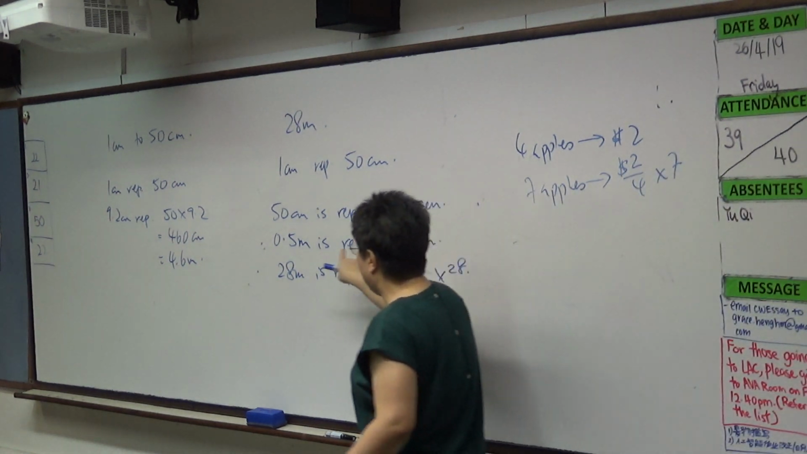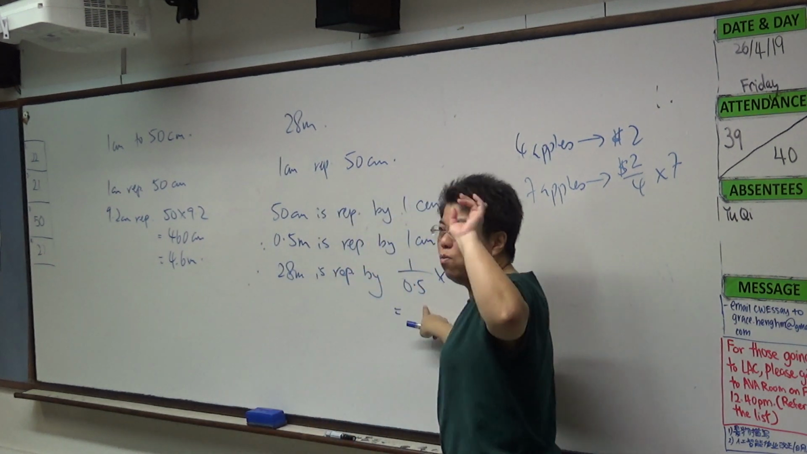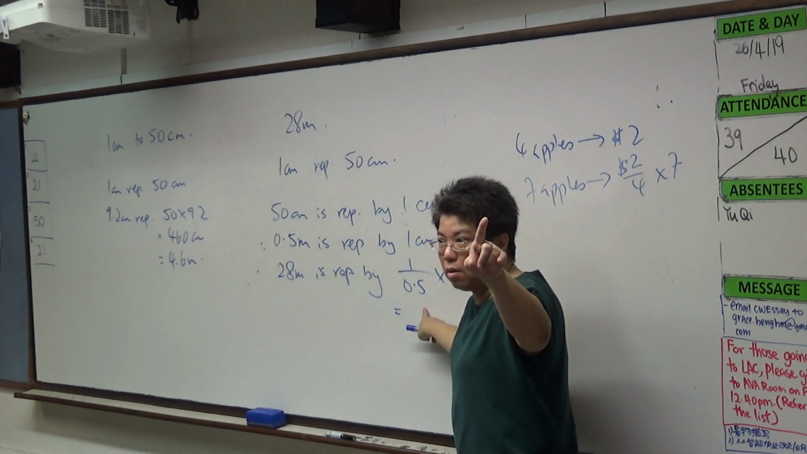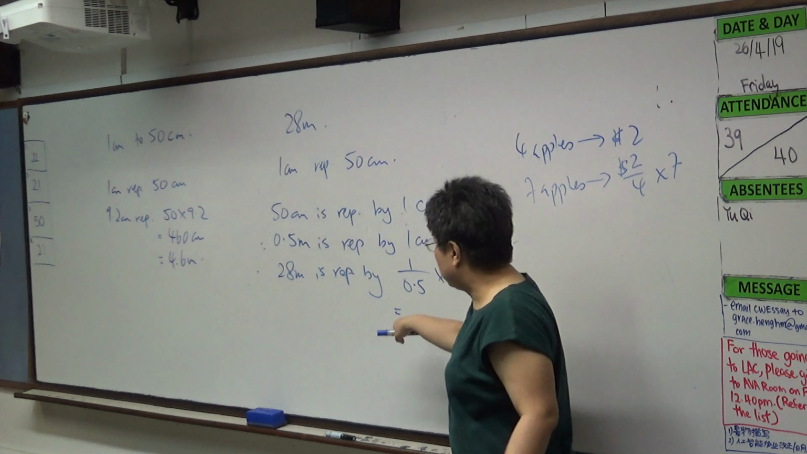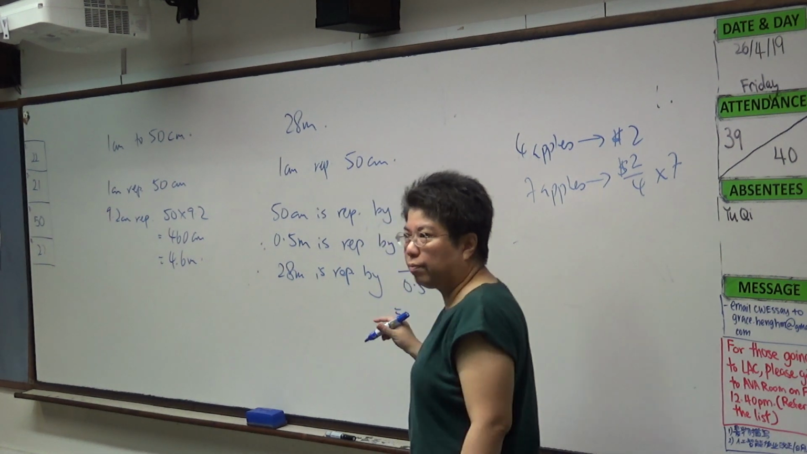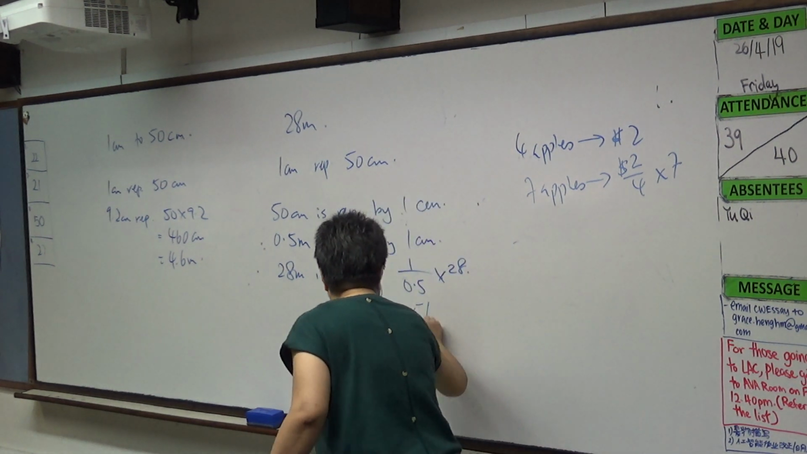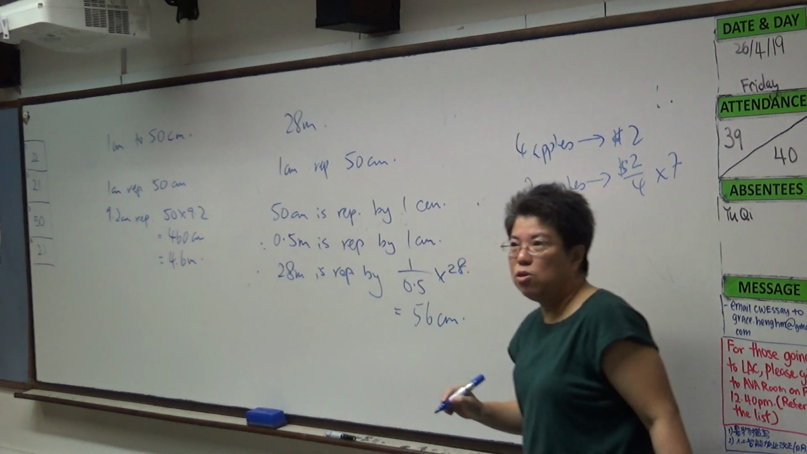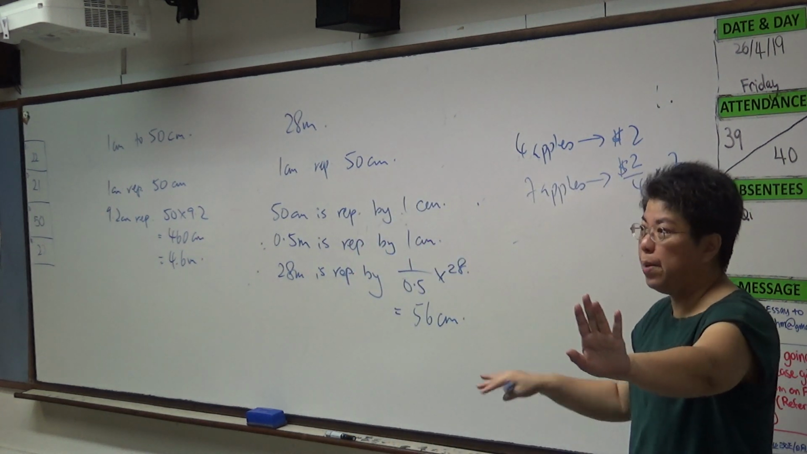So when you take this over this, it's actually finding 1 meter. Then you multiply again. So you should calculate what this is: 56 cm. So it will be 56 cm on the plan itself.